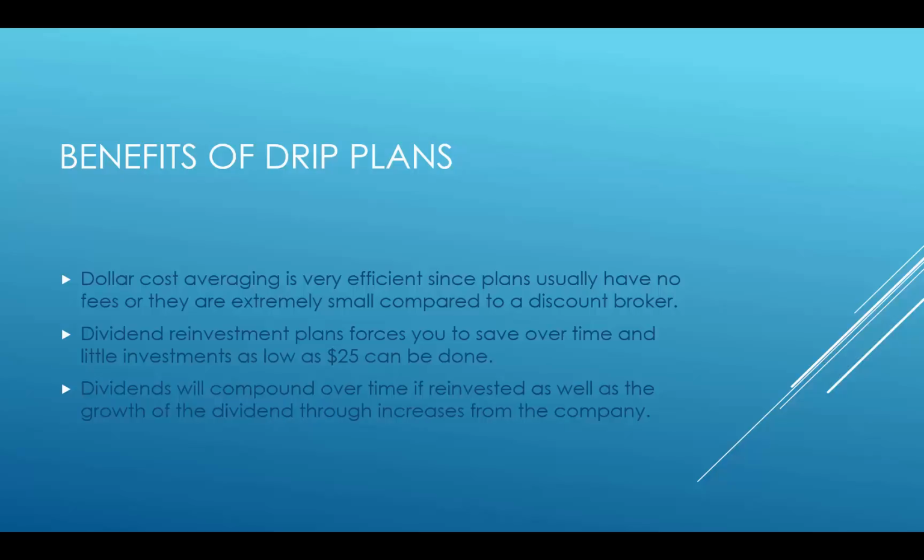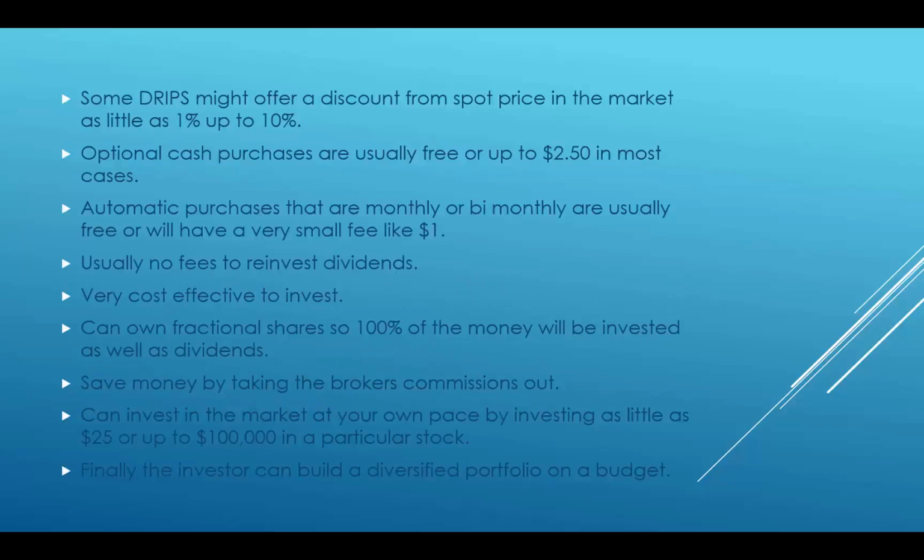Dividend reinvestment plans force you to save over time, and little investments as low as $25 can be done. Dividends will compound over time if reinvested, as well as the company growth of the dividend through increases from the company. Now, some DRIPs might offer a discount from the spot price from the market as little as 1% and up to 10%.